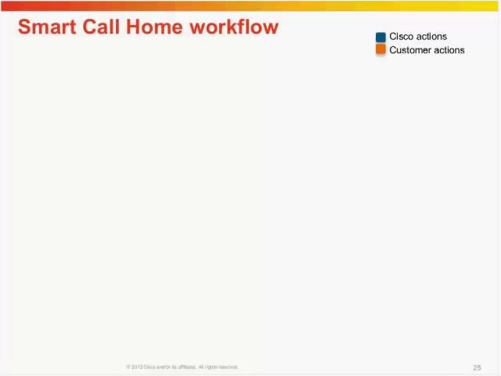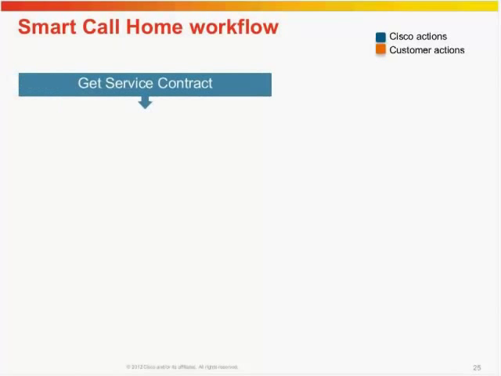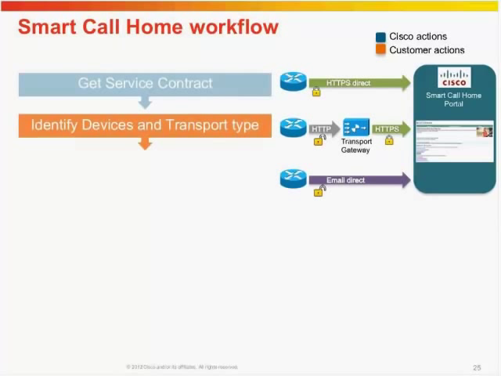This is the recommended workflow for obtaining Smart Call Home. First step, the customer and partner and Cisco work together to establish a service contract. Next, we need to identify the devices under those contracts that are eligible for the service and that the customer wishes to activate in Smart Call Home. And then, based on that list, pick a transport type for delivering messages to Cisco.